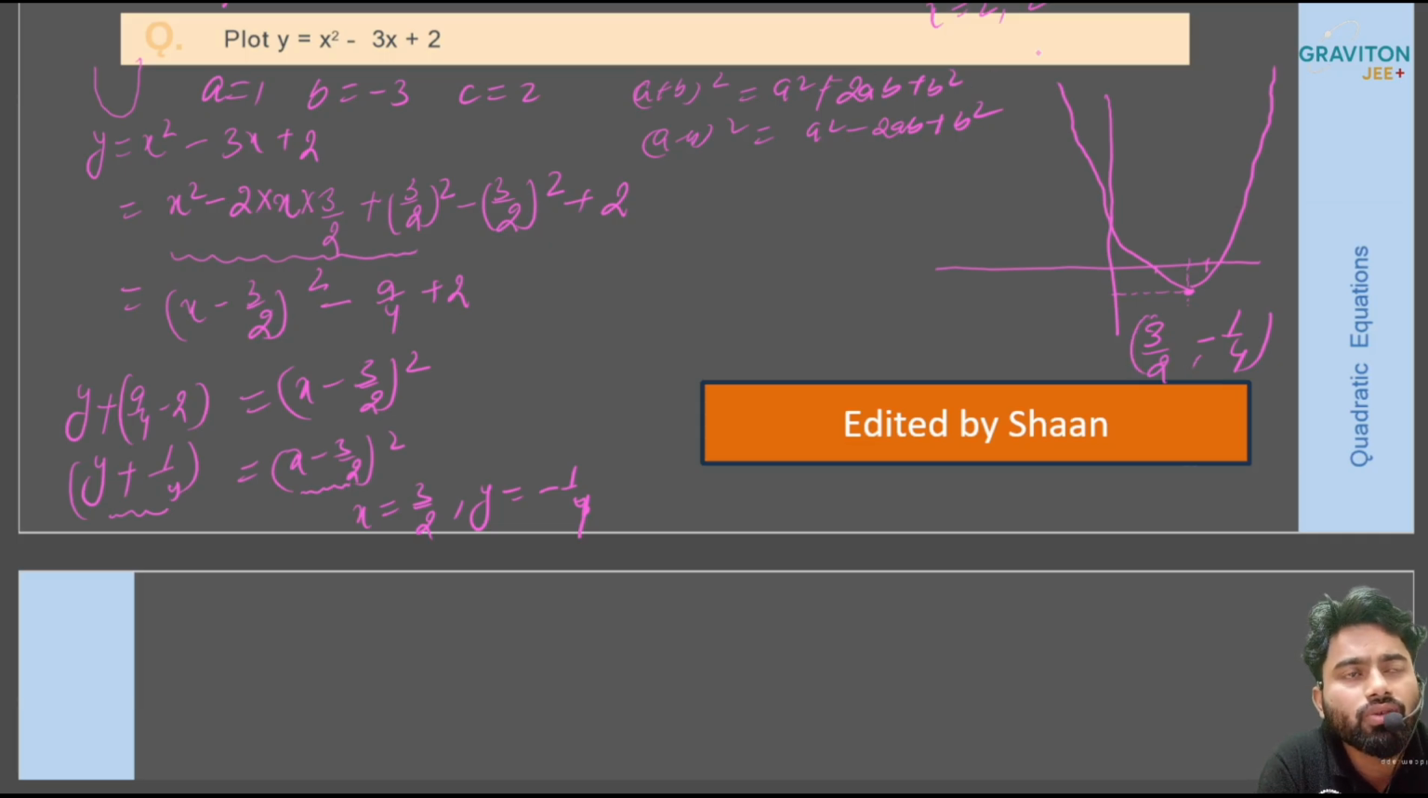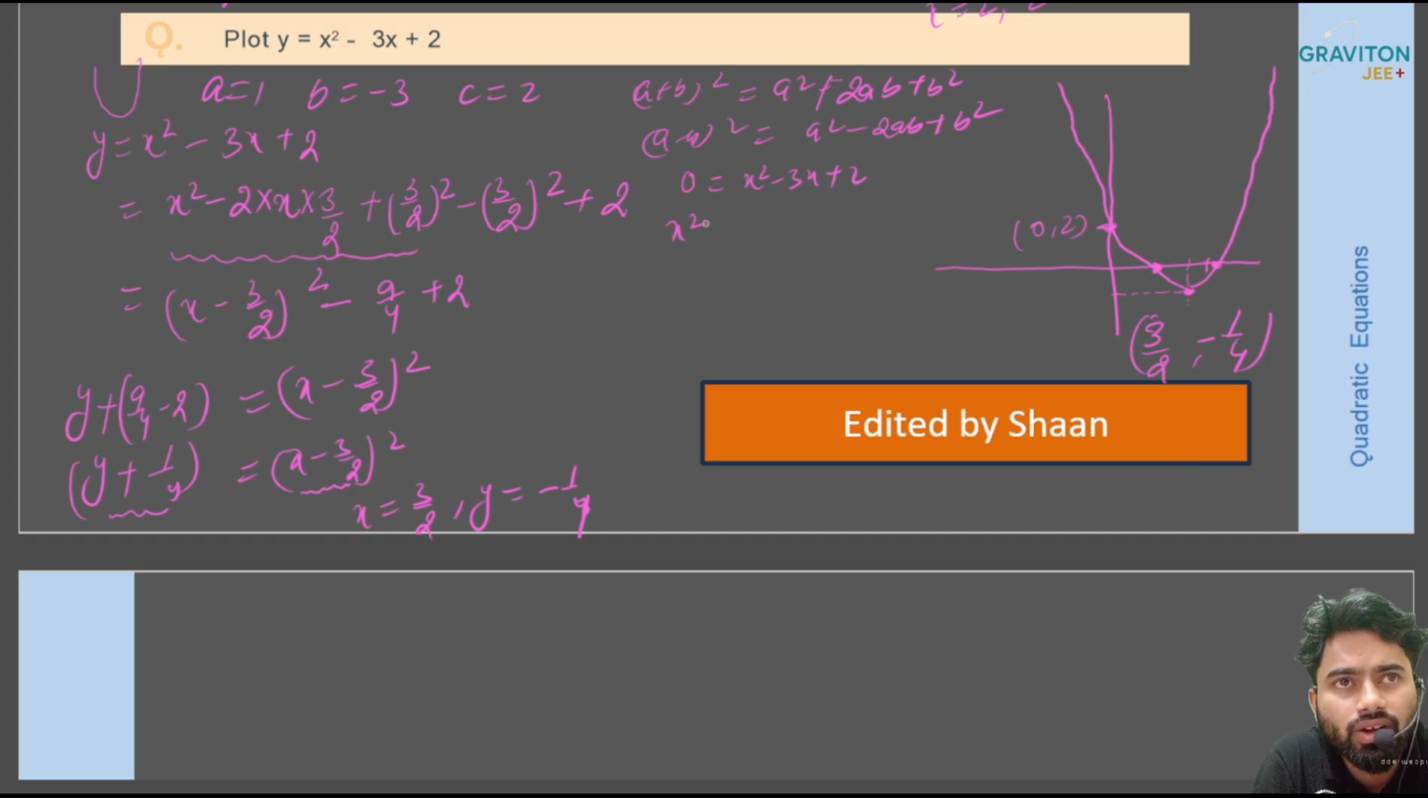Now you want to know where it cuts the y-axis. So what is this point? Put x equal to 0. So this point is nothing but 0 comma 2. Now you look that this cuts the x-axis at exactly 2 points. Okay, so from here you will get that it has two roots, right? If you want to know what the roots are, then solve for y equal to 0. If you put y equal to 0, 0 equal to x square minus 3x plus 2.